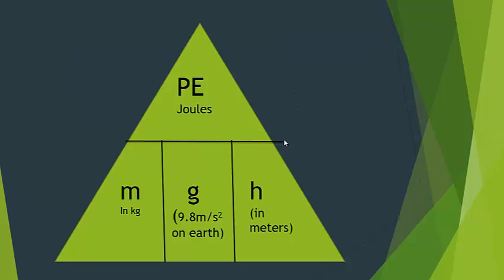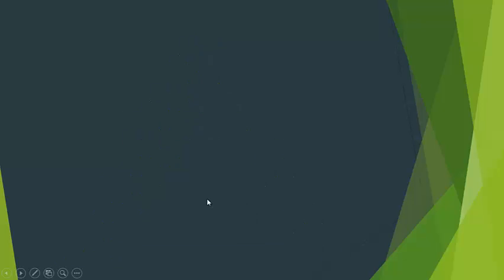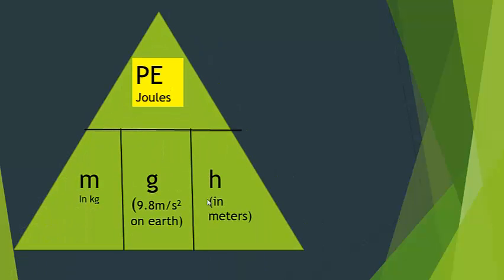And we've seen this triangle before. We've just added a new level because there are 3 or 4 variables in here. On the top here, we have potential energy, and again, we have our formula: mass, gravity, and height. So let's say we are solving for potential energy. Our formula would be mass, gravity, and height.